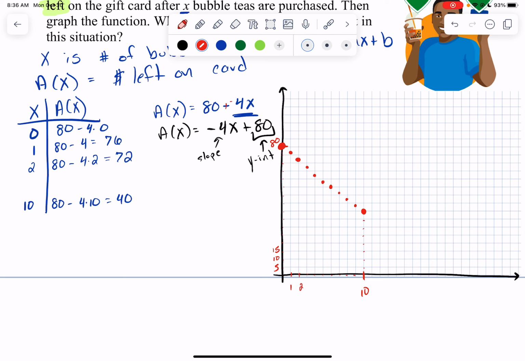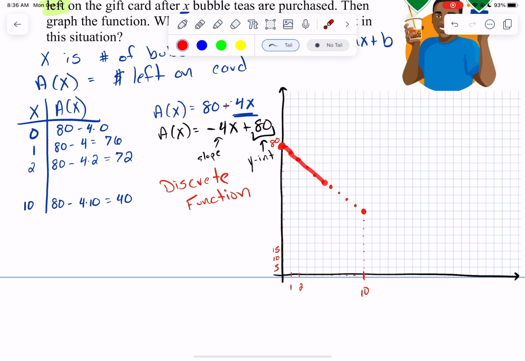All right. So if you notice, I didn't connect my dots. This is a discrete function. You can't buy half a bubble tea. So if I was to connect the dots here, that would tell me that I could put in a number in between 0 and 1. I could put in a half. I could put in a third. I can put in 2/3. But we can't. We can only put in those whole numbers. So this is a discrete function. So it's going to be a bunch of not connected dots.